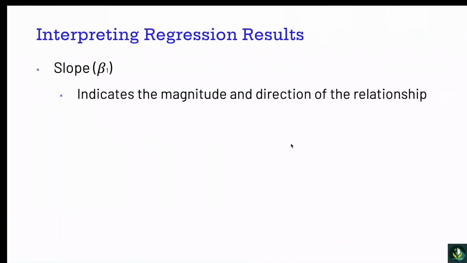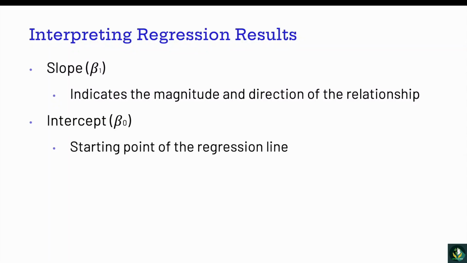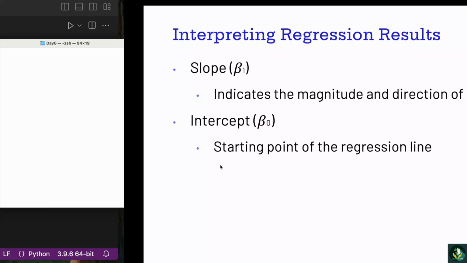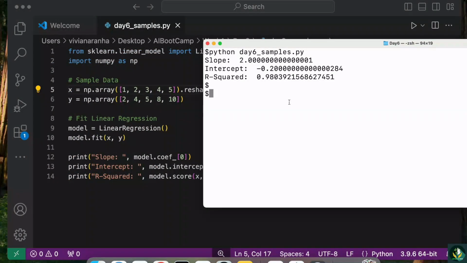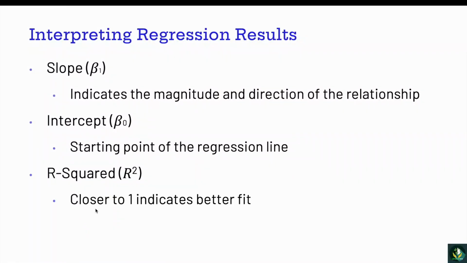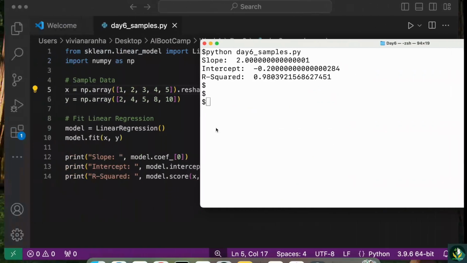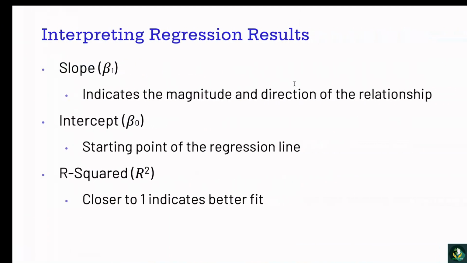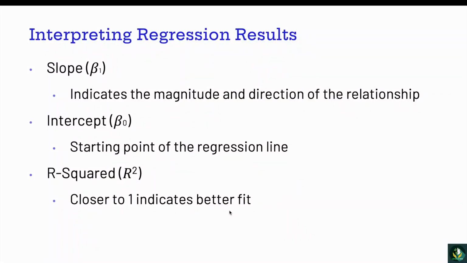Similarly, the intercept is the starting point of the regression line. So that's why it's minus 0.2. And we have r squared, where closer to 1 indicates a better fit. Since we have 0.98, it's a better fit for this particular model, and that's why r squared is closer to 1. Next, let's look at some hands-on exercises.